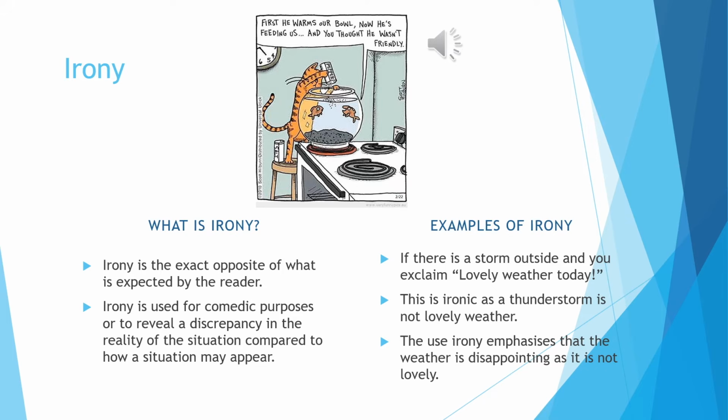So, if we refer back to the butcher, we expect a butcher who works with meat to enjoy eating meat. However, when we find out a butcher is vegetarian, we understand that it's irony because we don't expect someone who works in the meat industry, who works with meat, to actually not eat it and to prefer to eat vegetables. This is an unexpected turn of events.